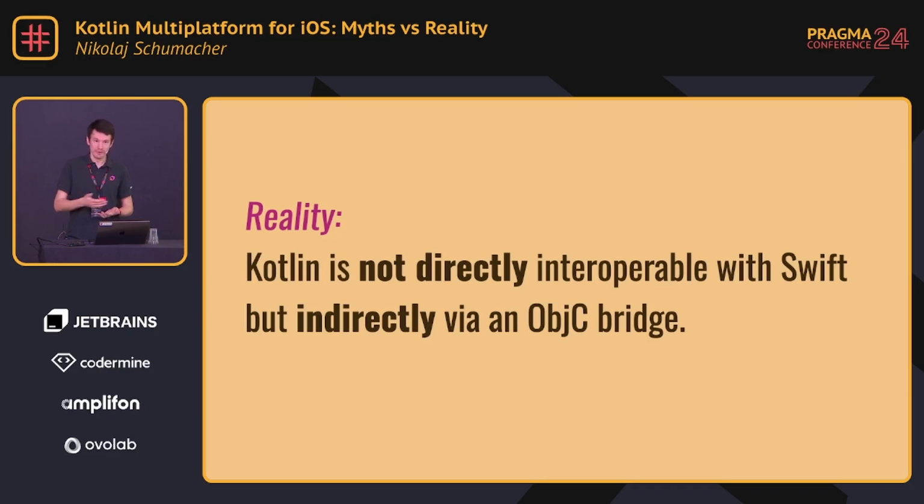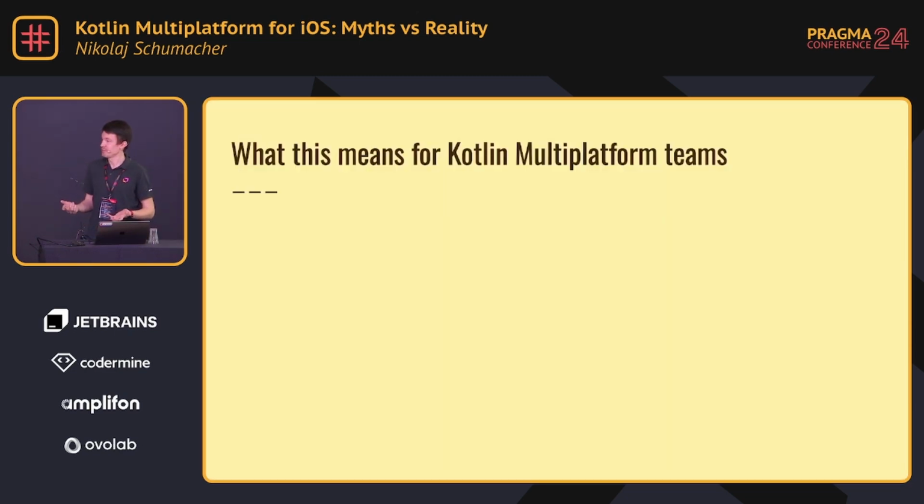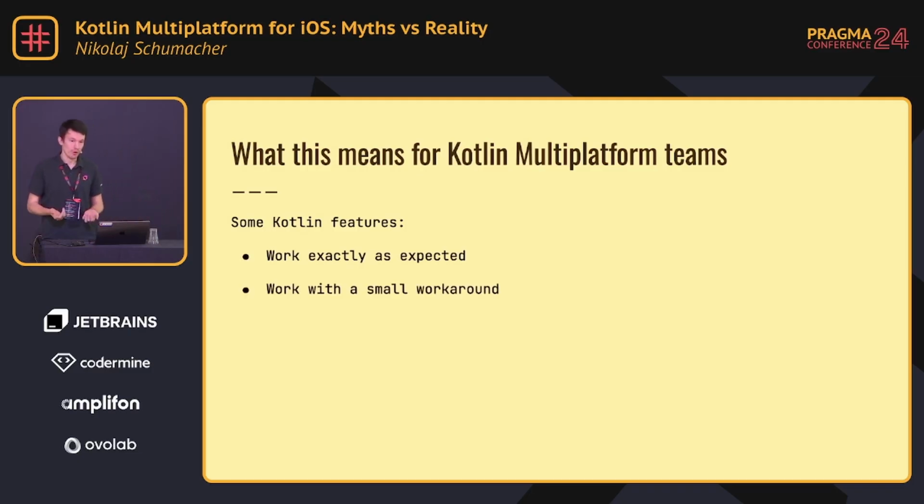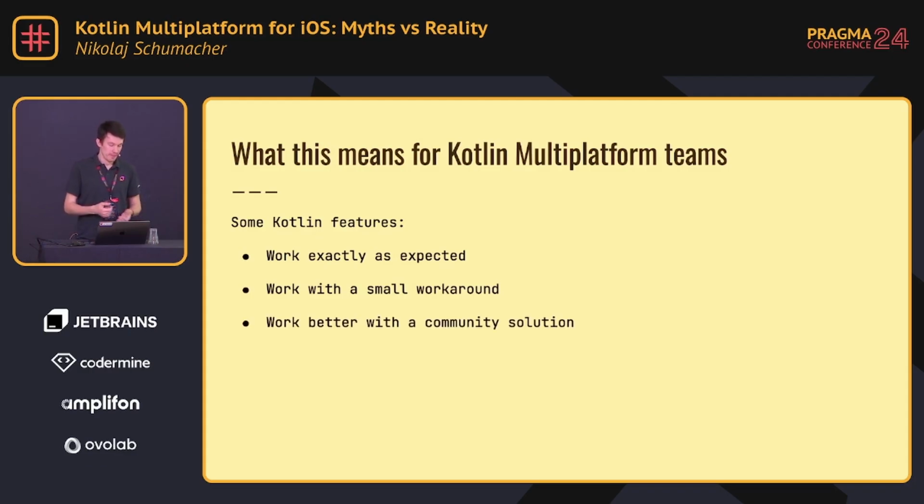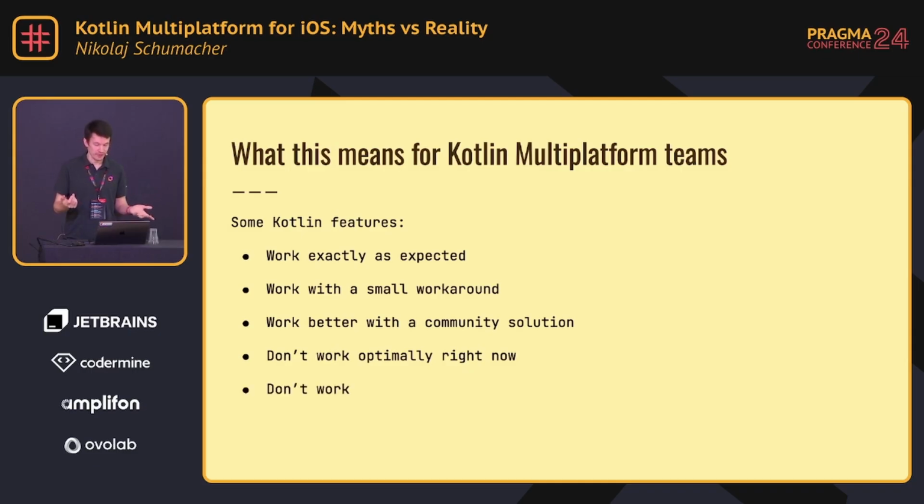You've probably all worked with bridged Objective-C, even if only in the system frameworks. So you have an idea of how Swifty your code can be when you're using Kotlin. That means for Kotlin Multiplatform teams, some Kotlin features work exactly as expected. They just bridge. Some work with small workarounds. Some will actually work better using a community solution instead of language features. Some features don't work optimally right now, and some features just don't work at all.